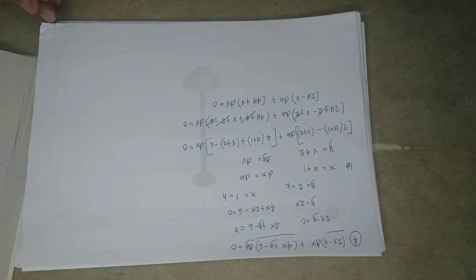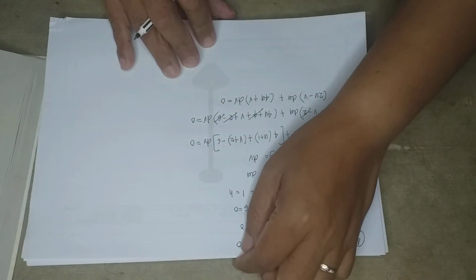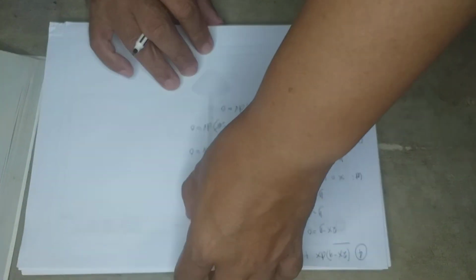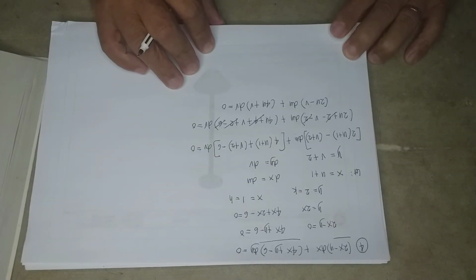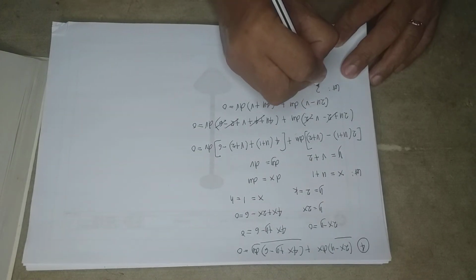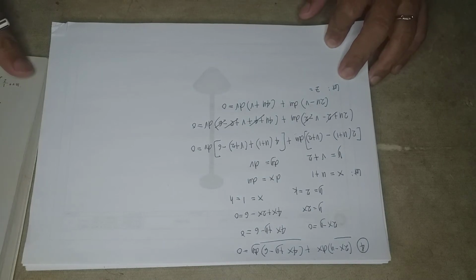Again, we have a homogeneous differential equation since we cannot separate the variables in this equation. Okay? So again, we have to let z be equal to, what is z?